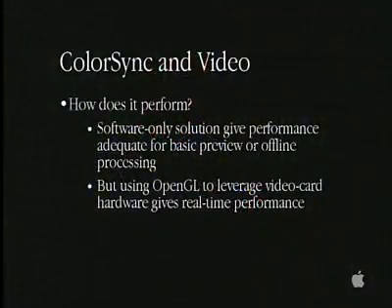So one question that's commonly asked when we propose using ColorSync on video is, well, does it perform fast enough? And actually today, using software-only solutions in ColorSync, you can achieve adequate performance for basic preview of video, or certainly adequate performance of non-real-time offline processing. And you can get very nice results. However, using OpenGL hardware, we can leverage hardware on the video card, which would otherwise be unused, in order to achieve what we're calling ColorSync in real time.